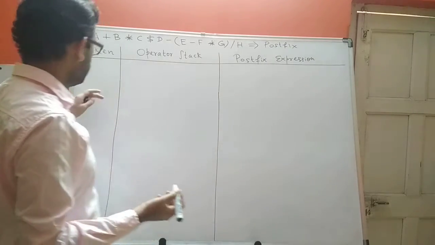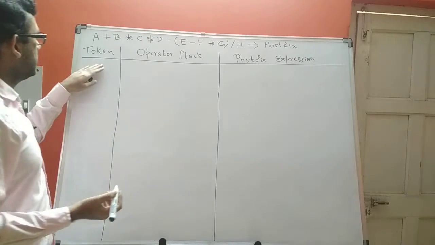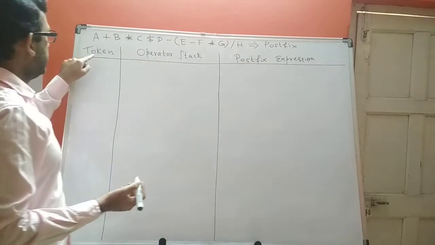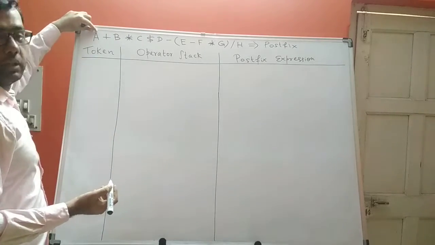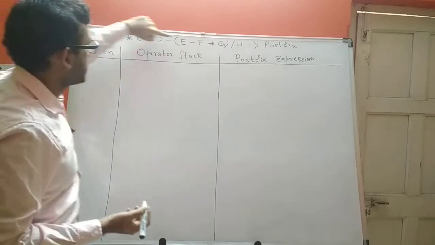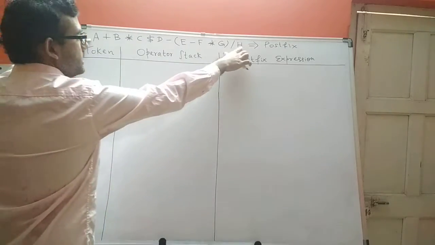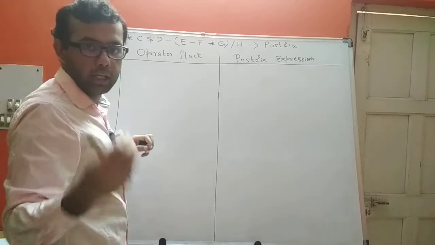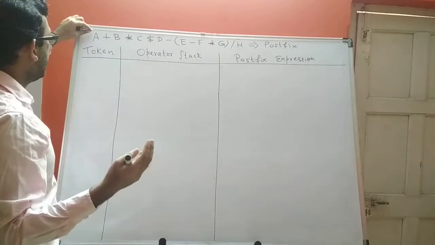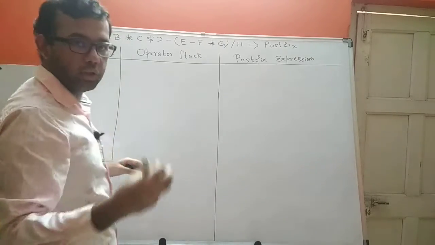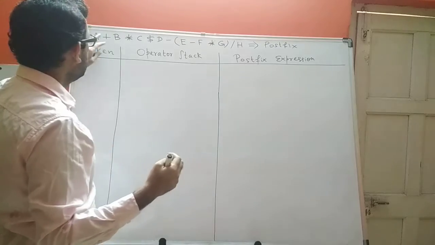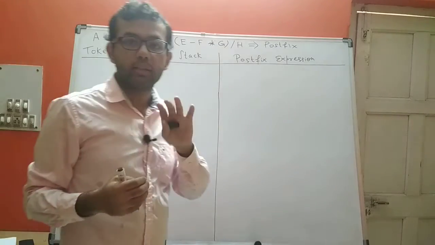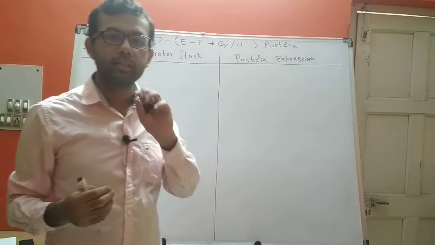Now you make 3 columns. The first column is your token. Token refers to every symbol. This entire thing is the infix expression, right? Now this infix expression is made up of a number of symbols. You have A, you have plus, B, star. These are all your symbols. Each of these symbols is known as a token.